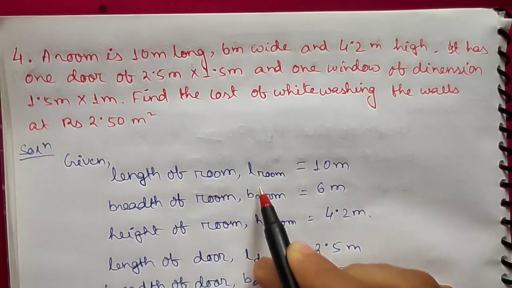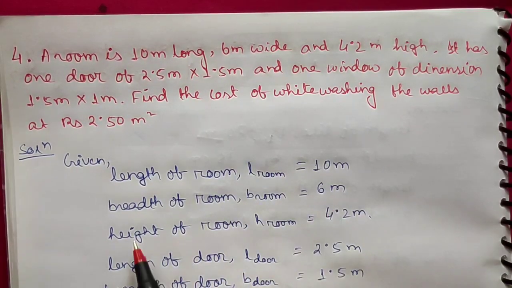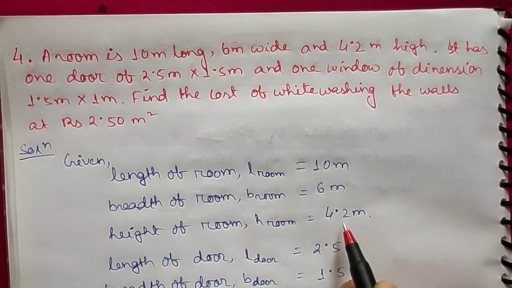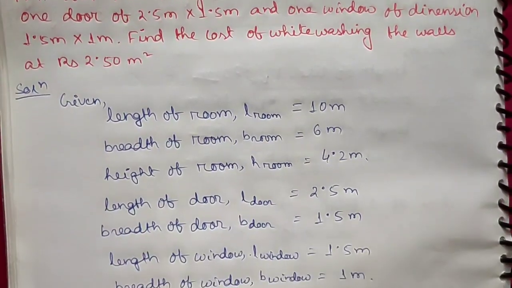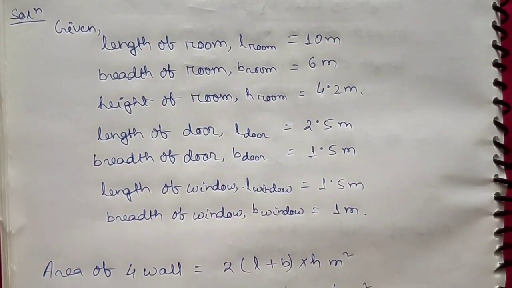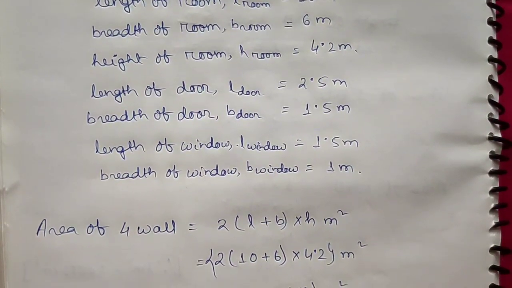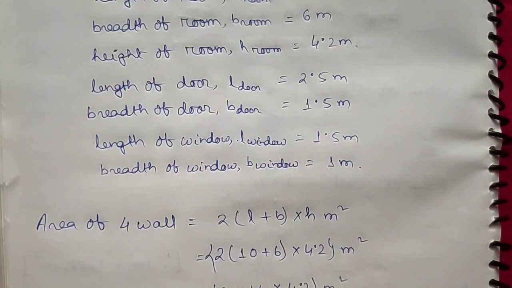Given: length of room L equals 10 meter, breadth of room B equals 6 meter, height of room H equals 4.2 meter. Door: length of door L equals 2.5 meter, breadth of door equals 1.5 meter. Length of window equals 1.5 meter, breadth of window equals 1 meter. Okay, so first we'll start to find the area of four walls of the room.